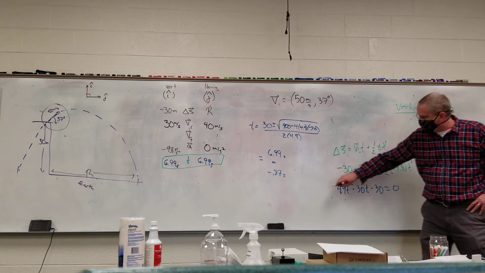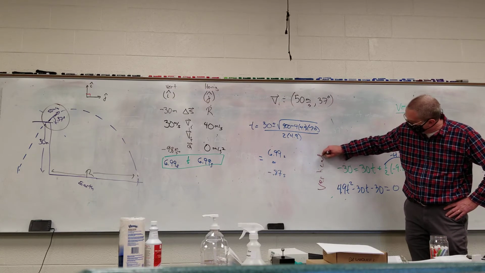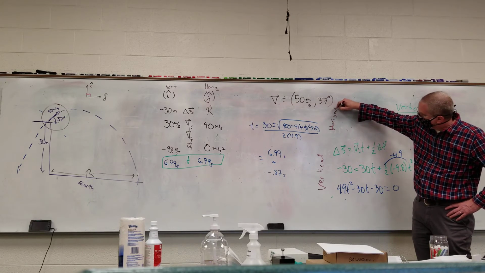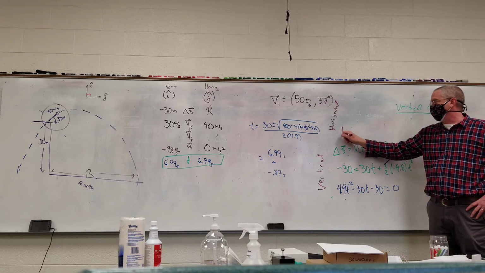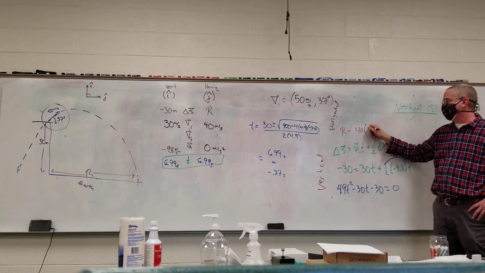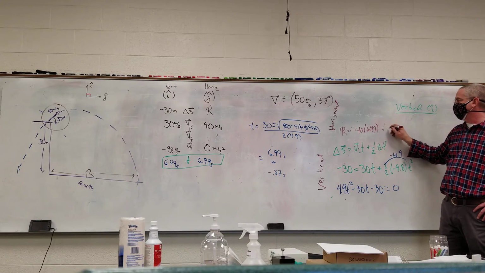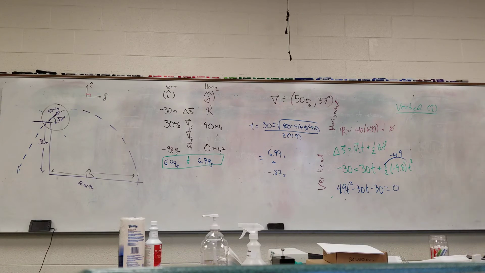So this was vertical right here. Vertical. Now horizontal. We have R equals 40 times 6.99 plus zero, so its acceleration is zero. Yes. Okay. Meters. Yes.